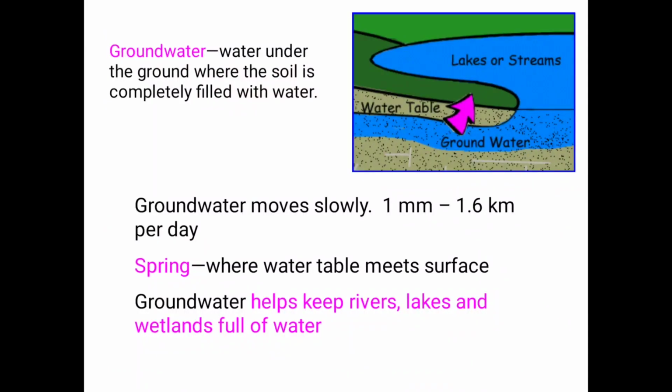Groundwater is the water under the ground where the soil is completely filled with water. Groundwater moves slowly, from 1 mm to 1.6 km per day. A spring occurs where the water table meets a surface. Groundwater helps keep rivers, lakes, and wetlands full of water.